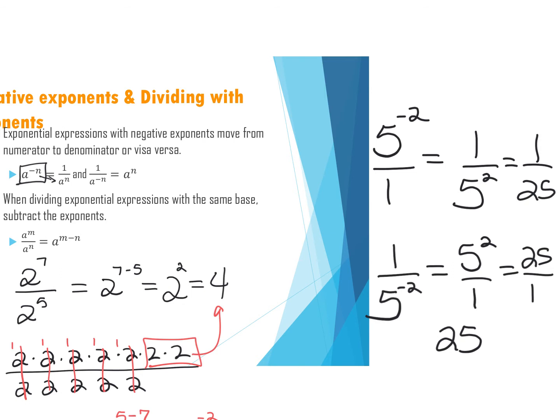So if you have a negative exponent, you just move it to its opposite spot. If it's negative in the top, put it in the bottom. If it's negative in the bottom, move it to the top. Let's try some examples.